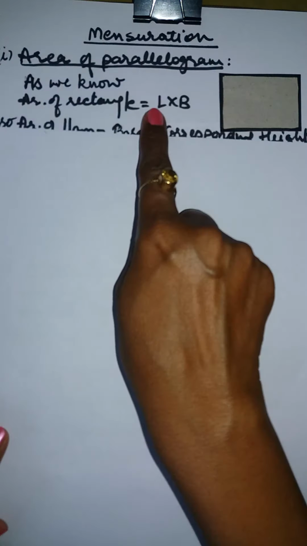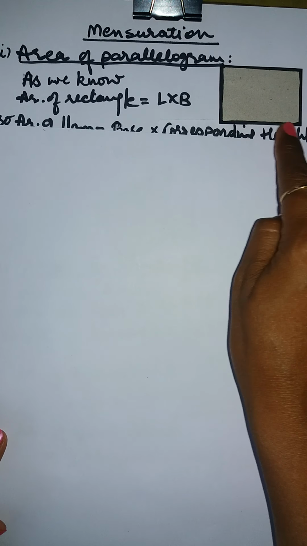Now we learn about the area of a parallelogram. What is the area of a parallelogram? We derive this formula with the help of the area of a rectangle. What is the area of a rectangle? L into B, the length multiplied by its breadth.